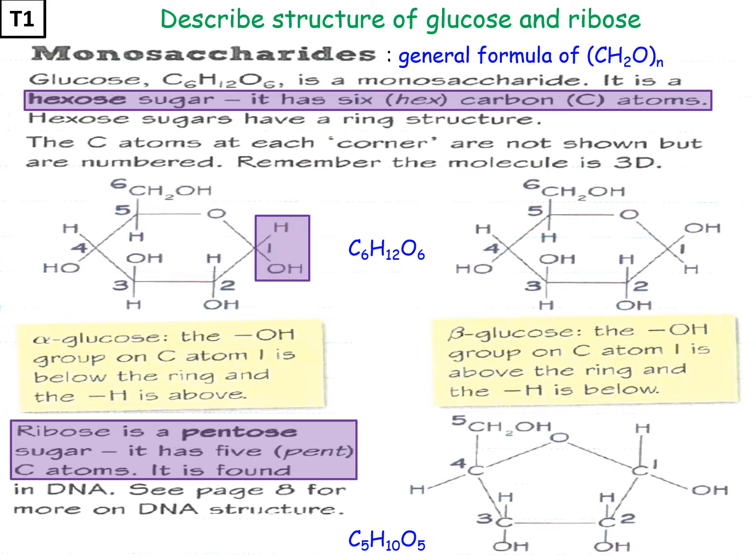There are 2 types of glucose, alpha glucose and beta glucose. In alpha glucose, the hydroxyl group, OH, is below the ring, or below the plane of the sugar ring. Whereas in beta glucose, that hydroxyl group is above the ring, or above the plane.